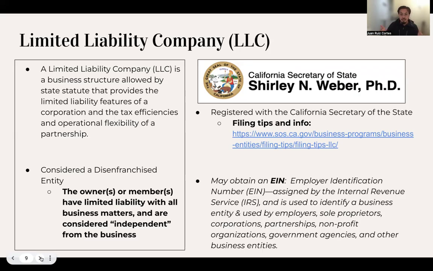However, you as the owner and member of the company, you can be doing the same work that you were doing before becoming an LLC. That doesn't change. It's just that with the state, you are considered a business.